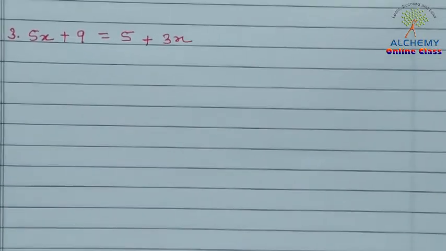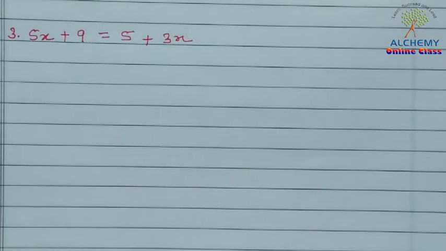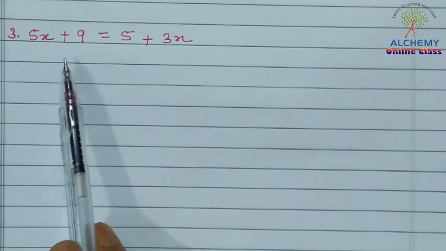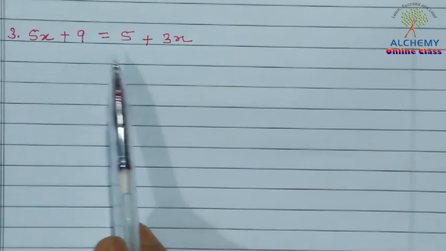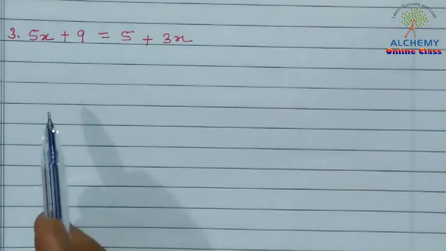Now the next question that we all are going to solve here is question number 3. Okay, so let's see how we can solve question number 3. So students, question number 3 is 5x plus 9 is equal to 5 plus 3x. Okay, so as I told you, when we have the variable on both sides, we can take the variables to one side of is equal to.